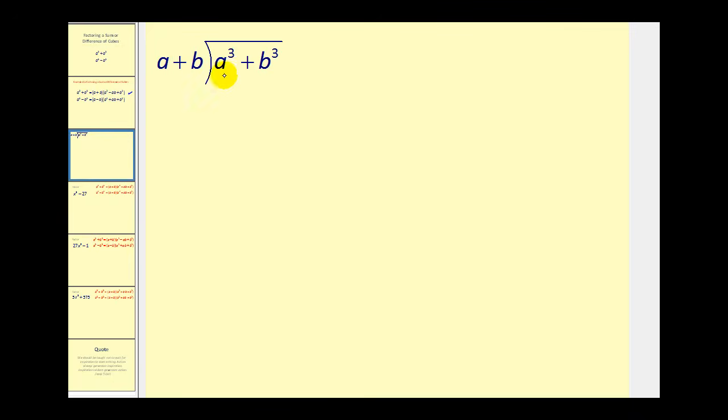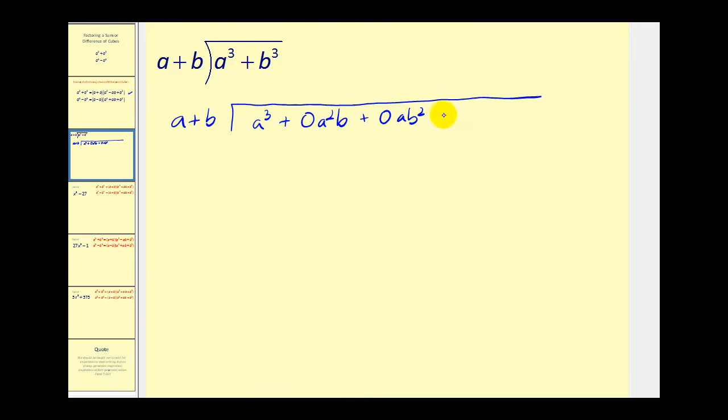Now, the first thing we're going to do is put in some zero terms so everything lines up nicely. This is what I mean by that. We're going to put in plus 0 a squared b plus 0 ab squared, and then we have plus b cubed. Okay, we'll go ahead and start now.